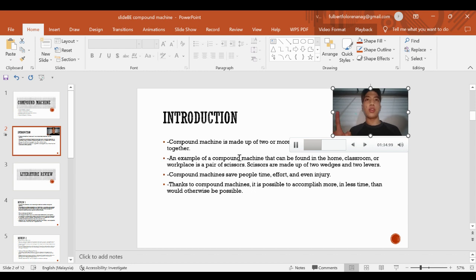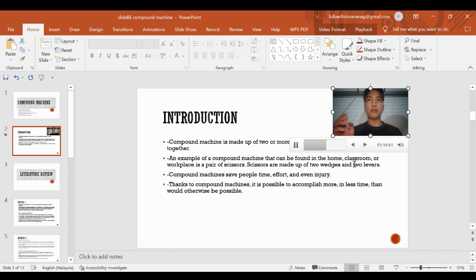What is a compound machine? A compound machine has two or more simple machines that work together. An example is a compound machine that can be found in the home, classroom, or workplace. Because of that, compound machines can help us with daily work, making it possible to achieve more in less time than it is otherwise possible to do.